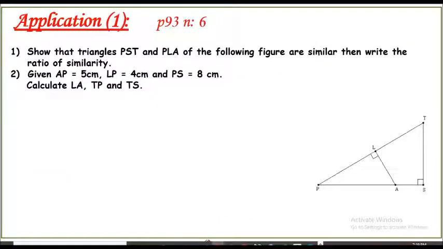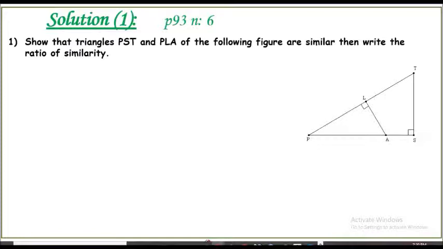Now, we want to solve an application on the previous case, which is exercise number 6, page 93 in your books. As you see in the figure, I have triangle PST, a right triangle at S, and PLA is a right triangle at L. The first part, it is required to show that the two triangles PST and PLA are similar and to write down the ratio of similarity.